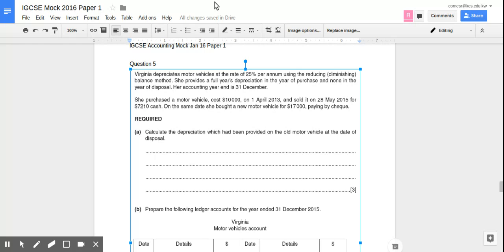If you got the rest of it right, the disposal account shouldn't have been too bad. You've got the 10,000 for the original cost. Provision for depreciation goes on the credit side because we debited the depreciation account when we got rid of it, and we debited bank or cash, credit the disposal account, and therefore overall there's actually a small profit on disposal here of 1,585.